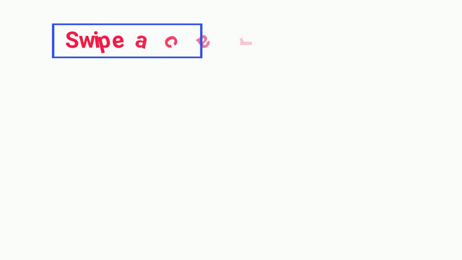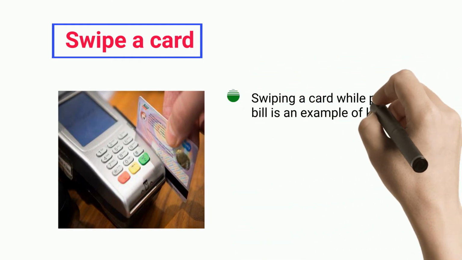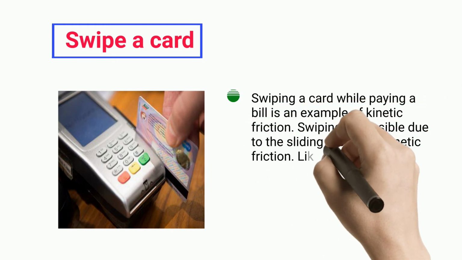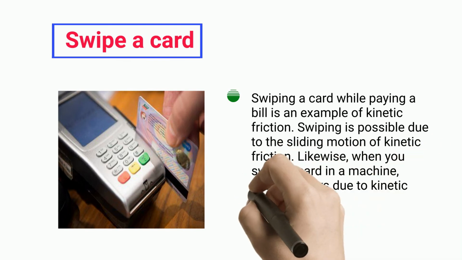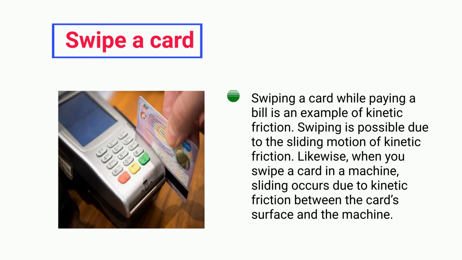Swipe a card. Swiping a card while paying a bill is an example of kinetic friction. Swiping is possible due to the sliding motion of kinetic friction. Likewise, when you swipe a card in a machine, sliding occurs due to kinetic friction between the card's surface and the machine. Brakes applied on wheels.